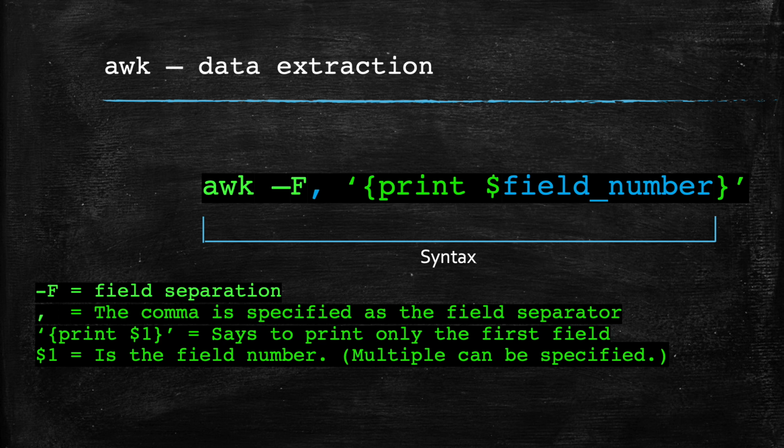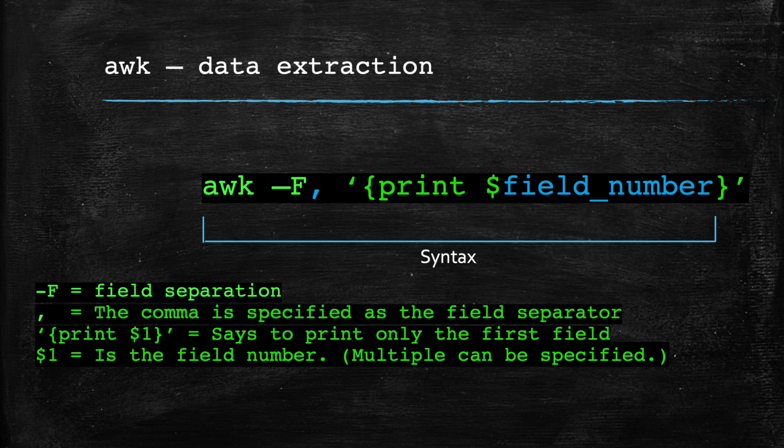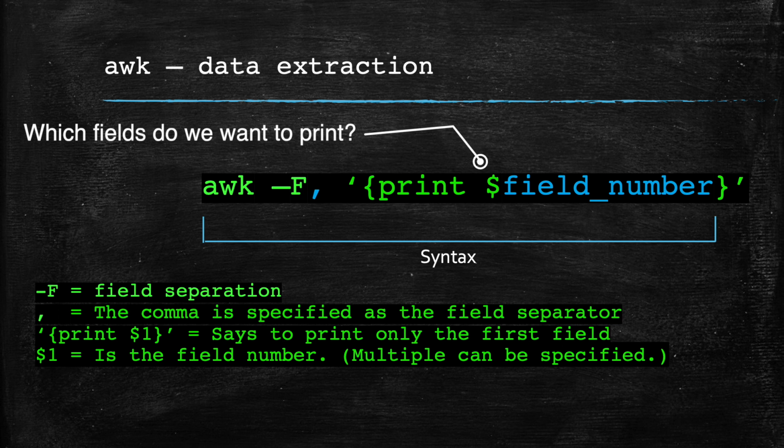Okay, and then the next part, we're going to specify the field separator. So if we wanted to split it based on commas, we're going to put a dash, capital F, and a comma. There's no space between the field identifier and the dash F. And then after we specify what field separator, we want to print what data we want from that field. Okay, this might make a little bit more sense after an example.